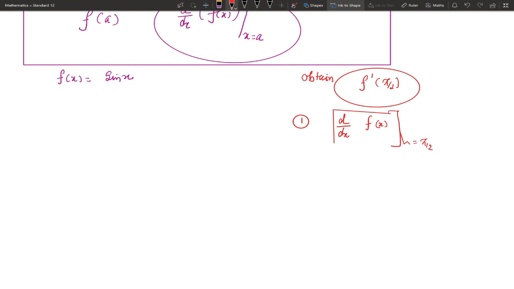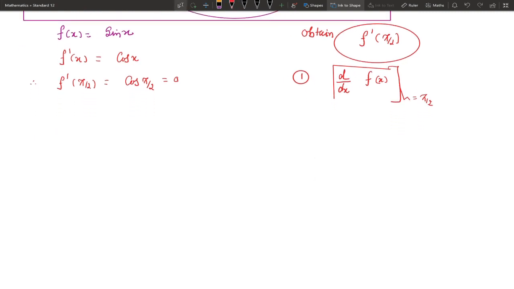So here f dash x, derivative of sin x, is cos x, therefore f dash pi by 2. So evaluate at x equal to pi by 2. So this is cos 90, which is 0.